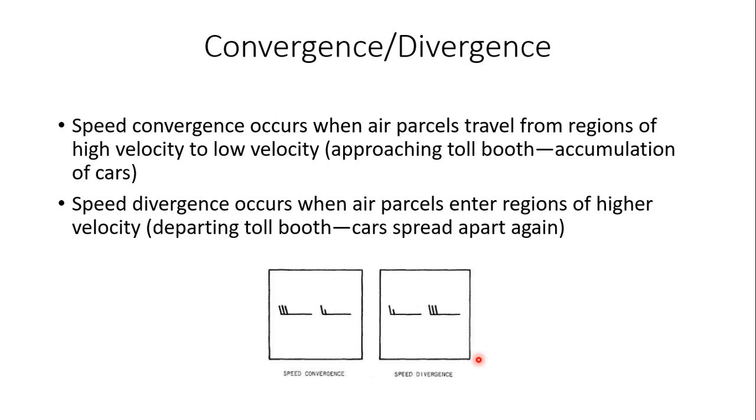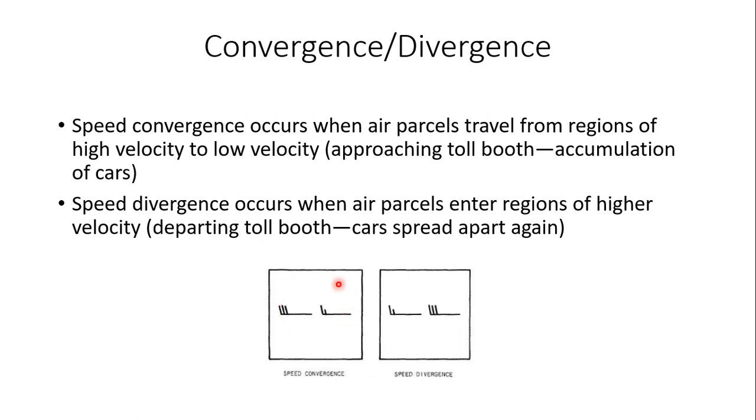Now, in addition to directional convergence and divergence, we have to look at the wind speeds. Speed convergence occurs when air parcels travel from regions of higher velocity to lower velocity. Now this would be that toll booth example. When you're slowing down to approach a toll booth, you may have a line of cars ahead of you. We're getting an accumulation of cars because of the speed differences. They're already creeping through the toll booth while you're just decelerating coming up to the toll booth. So therefore you have an accumulation of cars, a longer line of cars. And so the same thing happens in the atmosphere.